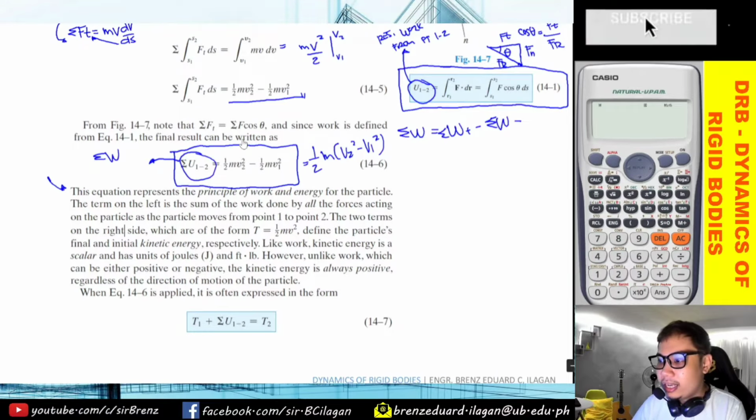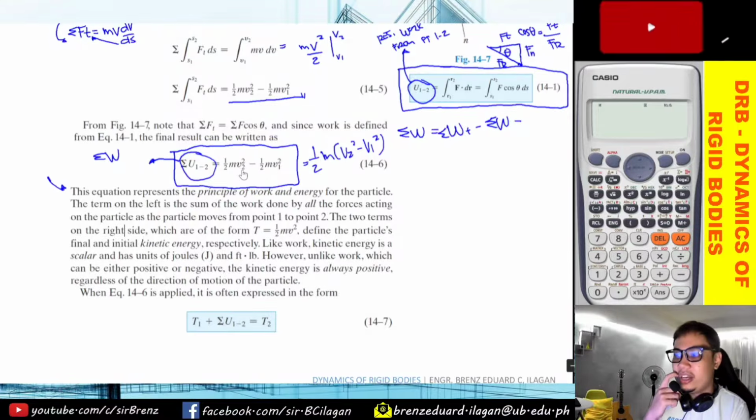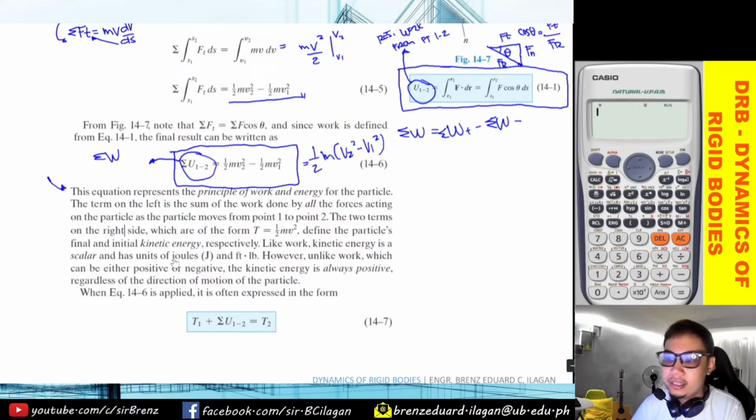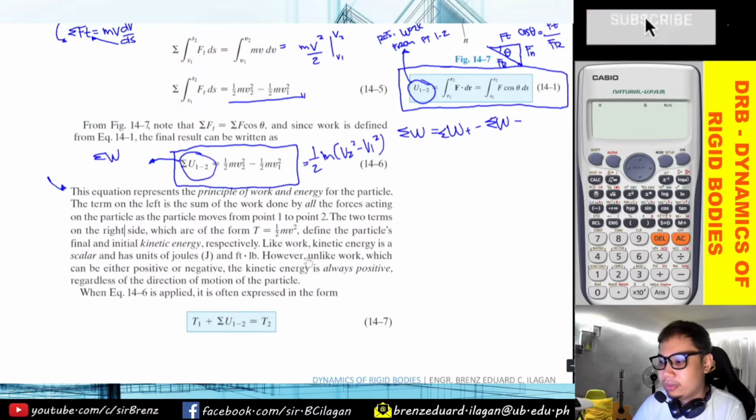And then, on the right side, itong two terms na to, this is in the form of, yun nga, 1/2 mv squared. Or, itong equation na to is another term sa kanya is yung kinetic energy equation. So, kaya tinawag na work and energy. So, yung right side, that is the energy equation part. So, like work, kinetic energy is a scalar and has a unit of joules. So, that is Newton meter and foot pound or pound feet.